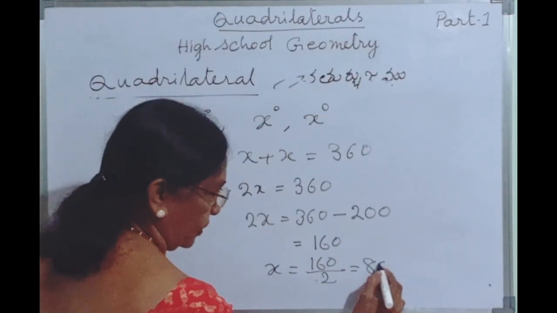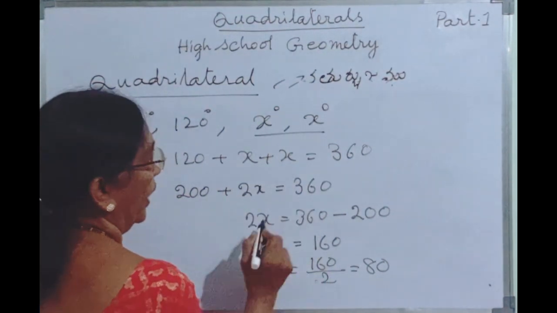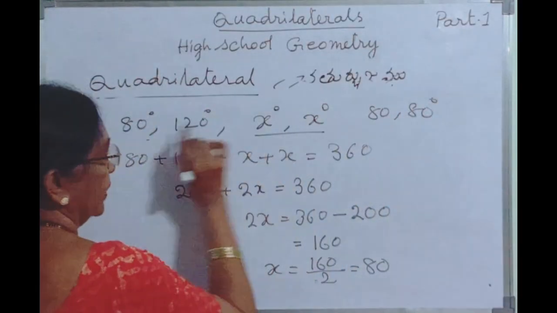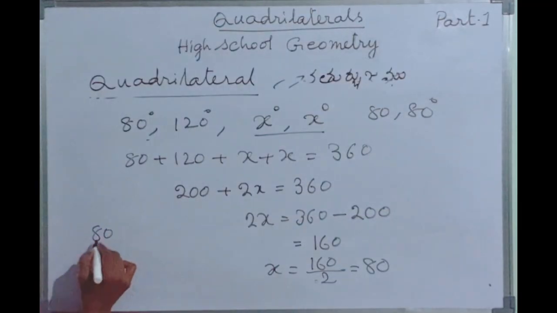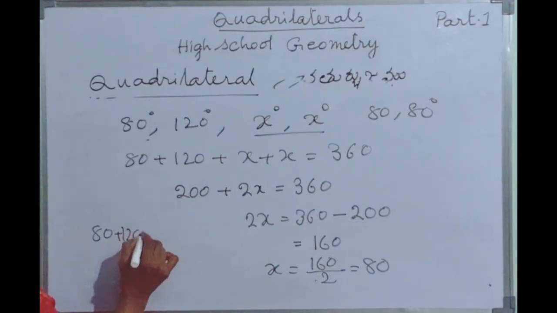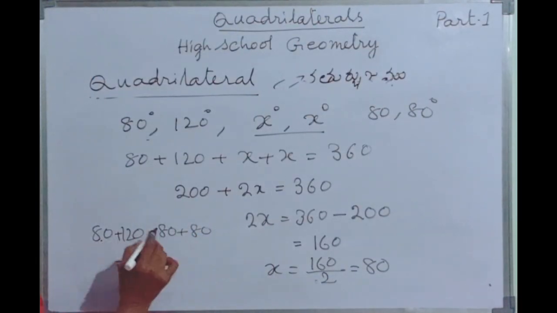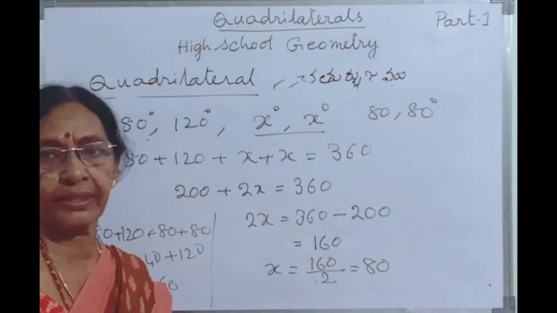So, x is equal to 80. So, the other two angles are 80 and 80. Now let's check the sum of the four. 80 plus 120 plus 80 plus 80 is equal to 80 plus 80 plus 80, 240, plus 120, that is 200 plus 100, 360. So it matches. Therefore, each of the angles is 80 degrees.